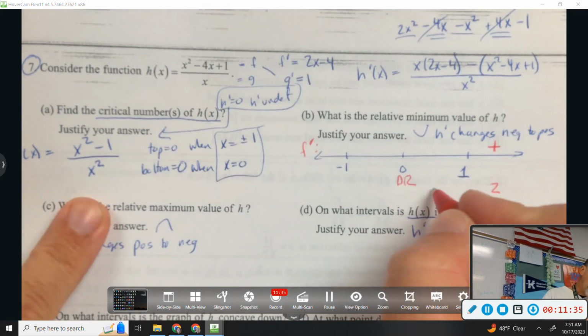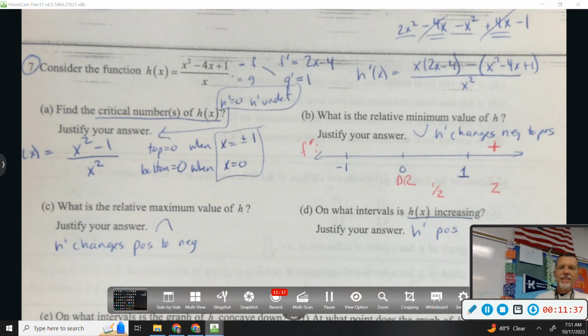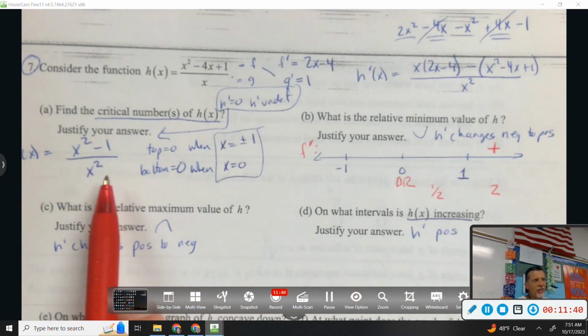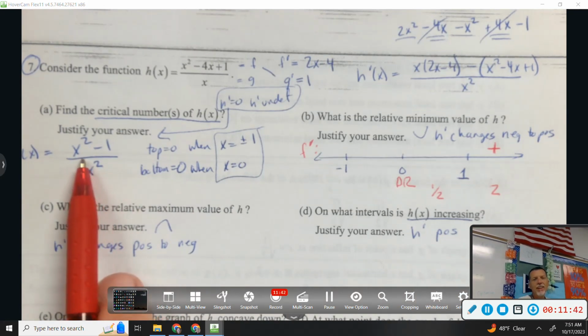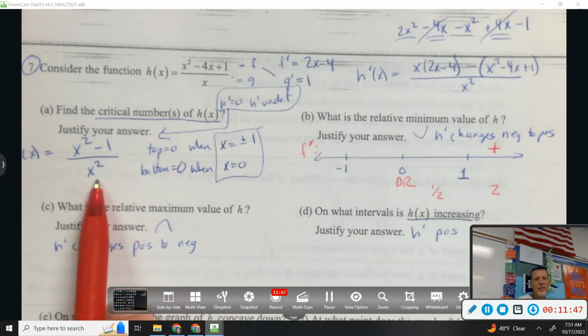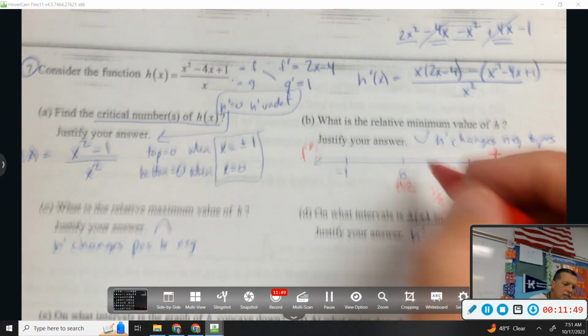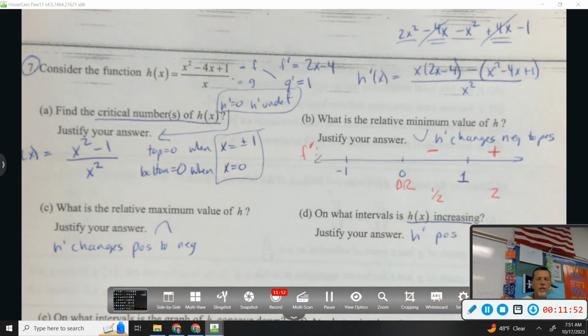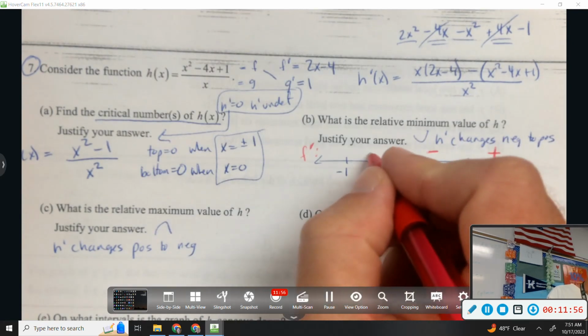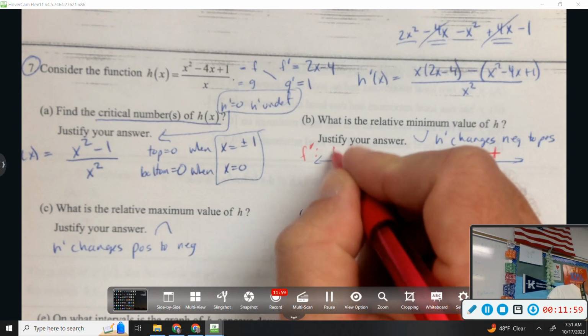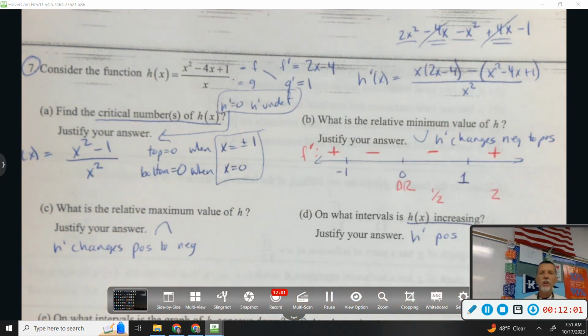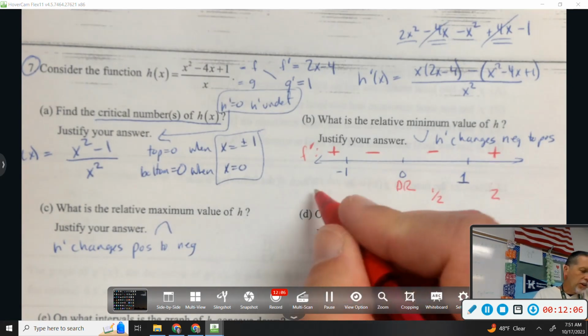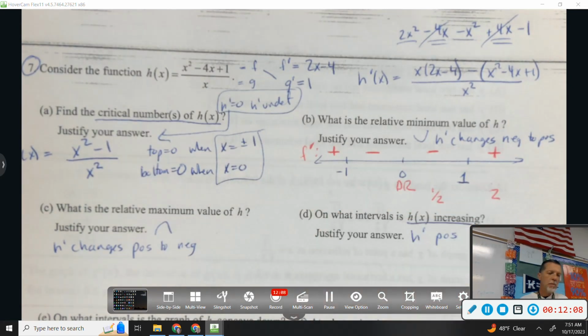If I plug in 1/2, that's kind of ugly, but I don't care about the exact value. I just care about getting the sign right. Half squared is a fourth. Minus 1 is negative. Over half squared is positive, so that's negative. And then I'm going to trust my alternating rule. It's not going to alternate across 0. Which means if you want to check negative 1/2 or you want to check negative 2, you can. But I think we're good.